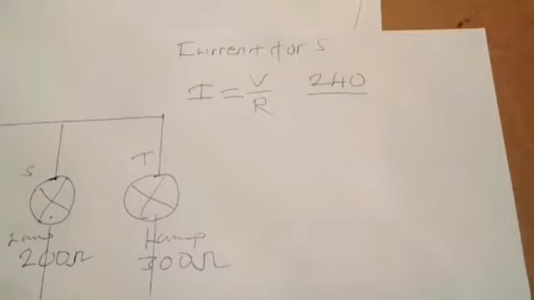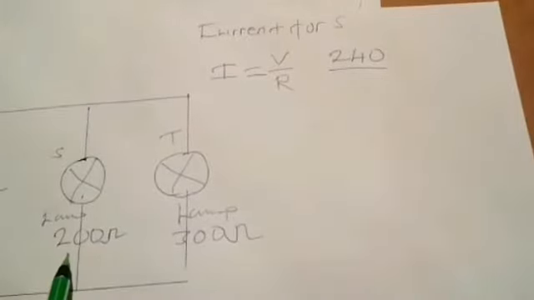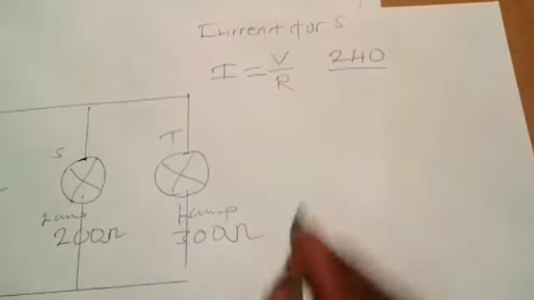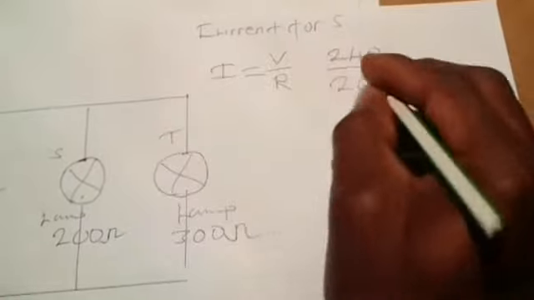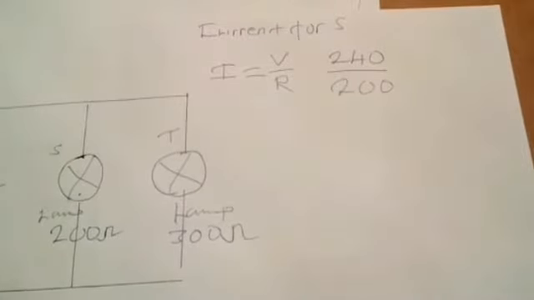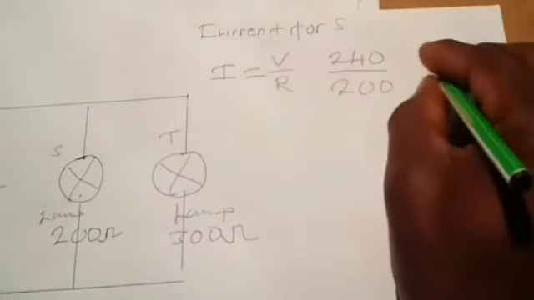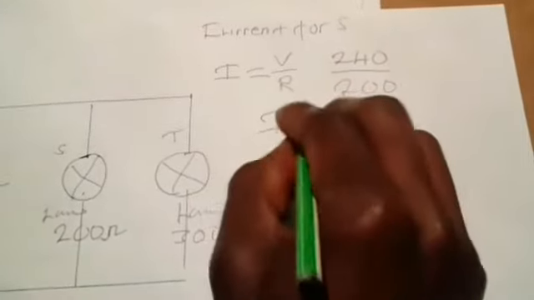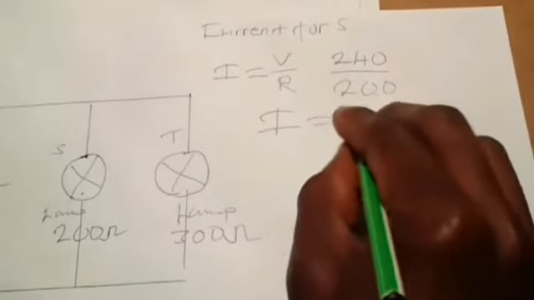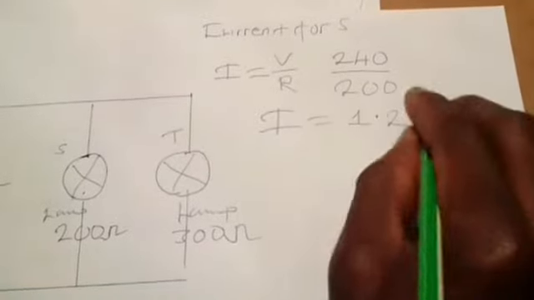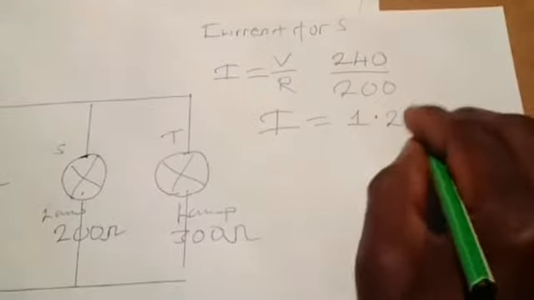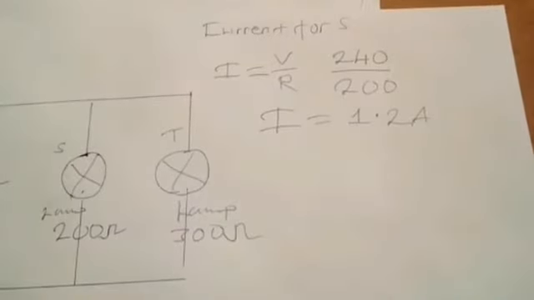On our diagram here, S is 200, so I'm going to write my 200. Then when we punch on our calculator, 240 divided by 200, we have the current equals 1.2 amps. This is our current. Now we are done for S.